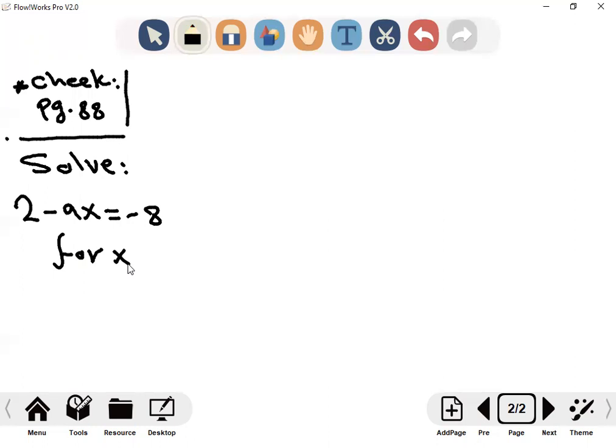But here I need to get rid of this 2 and this 8, right? x alone. Now first I need to get rid of 2. 2 is positive. How do I get rid of 2? Subtract from both sides, right? So I'll rewrite the equation: 2 minus ax equals negative 8. And I will subtract 2 from both sides.